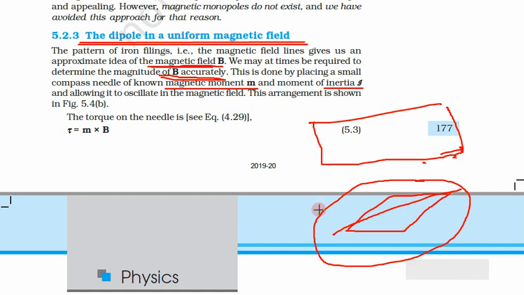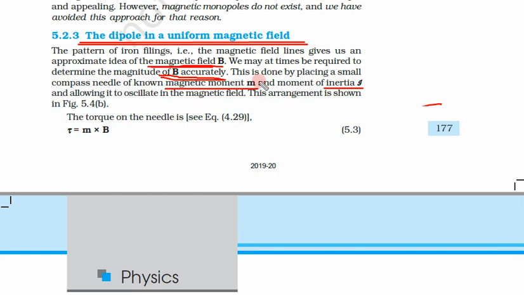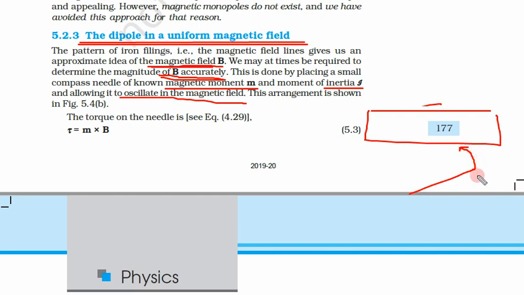So let us see how we do this. Magnetic moment and inertia for this needle are known. Now we will allow it to oscillate in the magnetic field, because as soon as we bring this magnet close, it will try to oscillate. First let us say it will move this way, then again this way, so it will oscillate in the magnetic field of an external magnet. Again the magnetic field is uniform.